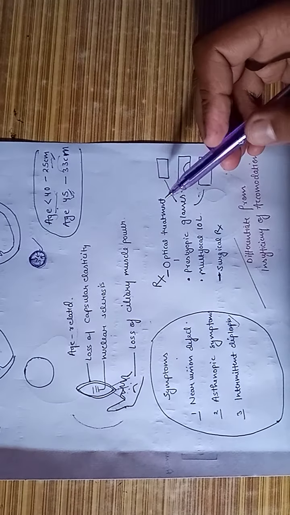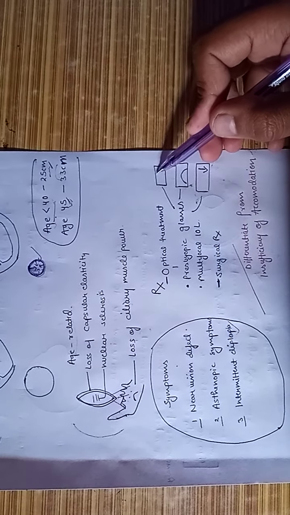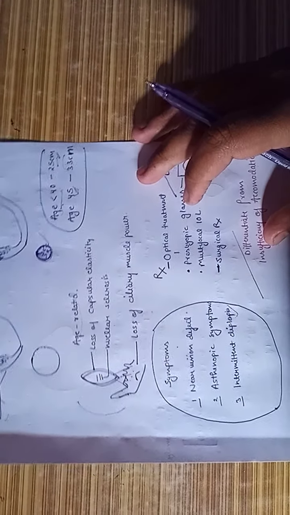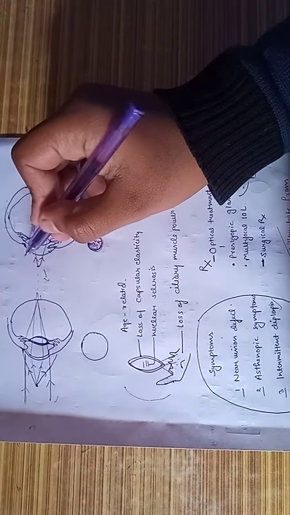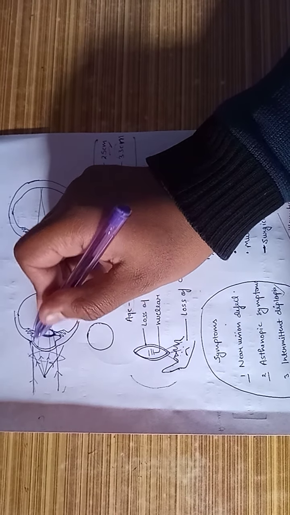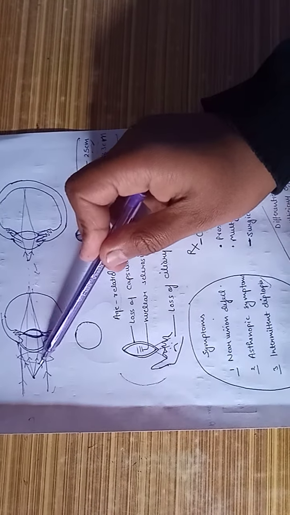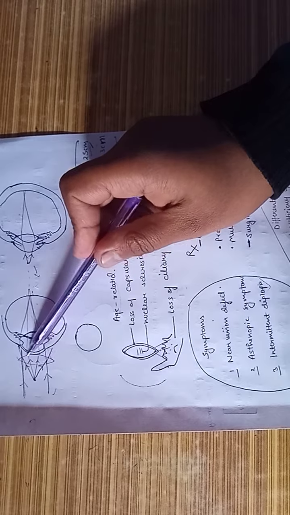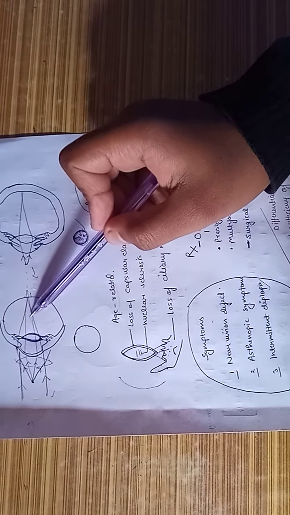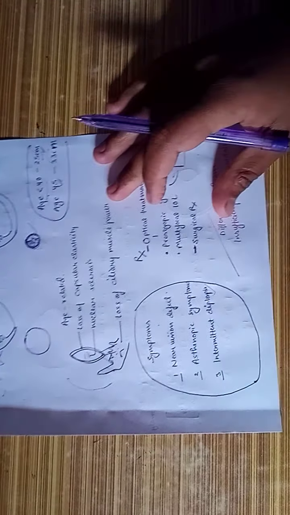Now in treatment we use optical treatment, that is presbyopic glasses. Now these can be unifocal, meaning one with only the convex power. Okay, so in these patients we are going to use a convex lens. What a convex lens will do is the divergent rays will get converged faster, because a convex lens is a convergent lens. Okay, so by increasing the power of the medium through which the light passes, the divergent rays are converged before they reach behind the retina, and hence give proper vision.